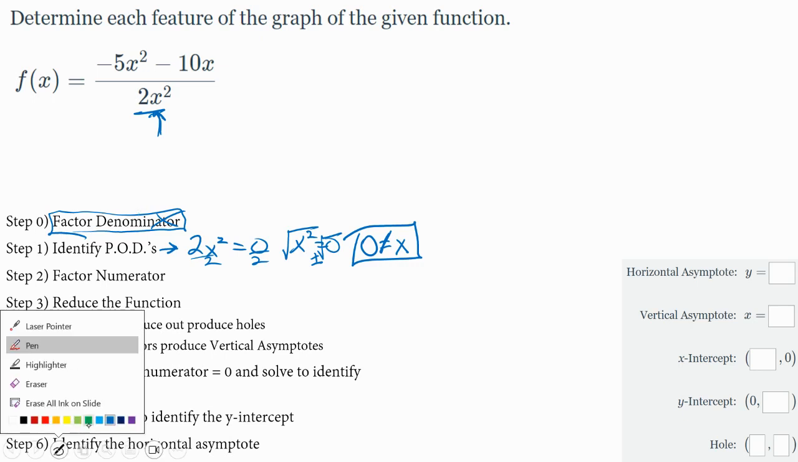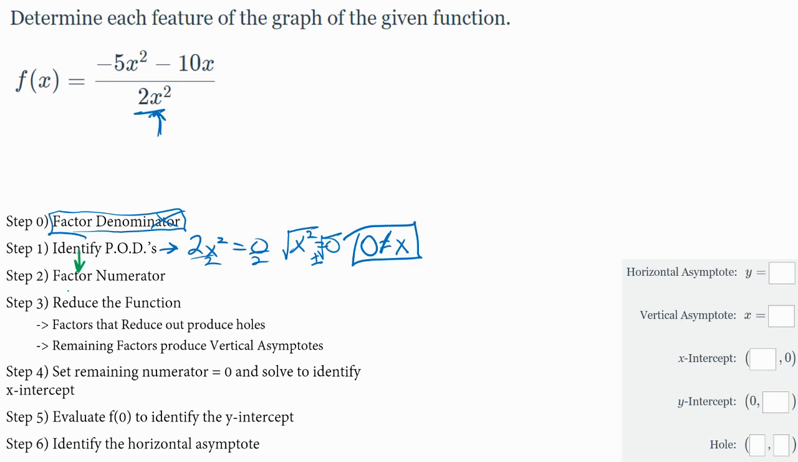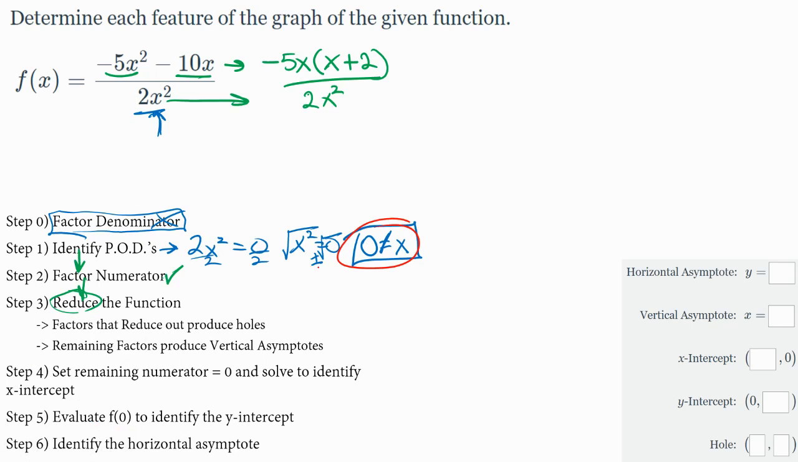So I've got to decipher whether that's a vertical asymptote or hole by following through the rest of our process. We need to factor the numerator. This time the numerator has a greatest common factor of negative 5x. So when I do that, I get negative 5x times x plus 2. If I rewrite the denominator, just sliding it on over, I get 2x squared. And so now that I factored my numerator, I can reduce.